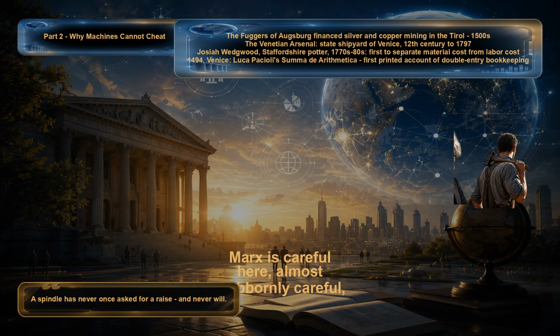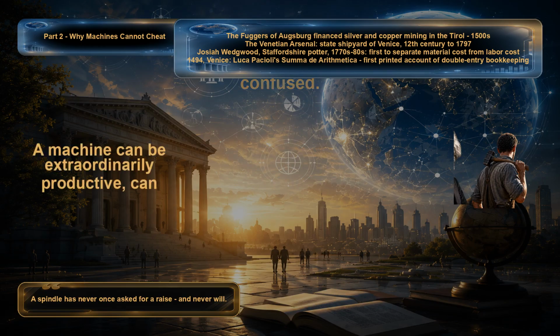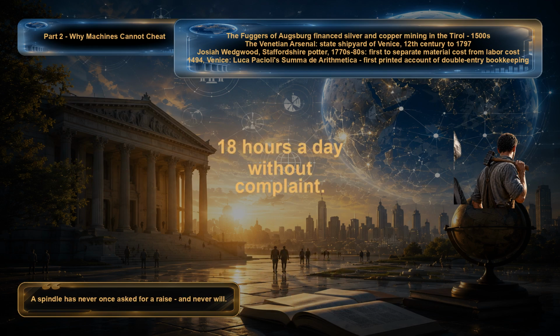Marx is careful here, almost stubbornly careful, because this is exactly where his contemporaries and plenty of people today get confused. A machine can be extraordinarily productive, can replace dozens of workers, can run for 18 hours a day without complaint. None of that changes the basic economic role it plays.